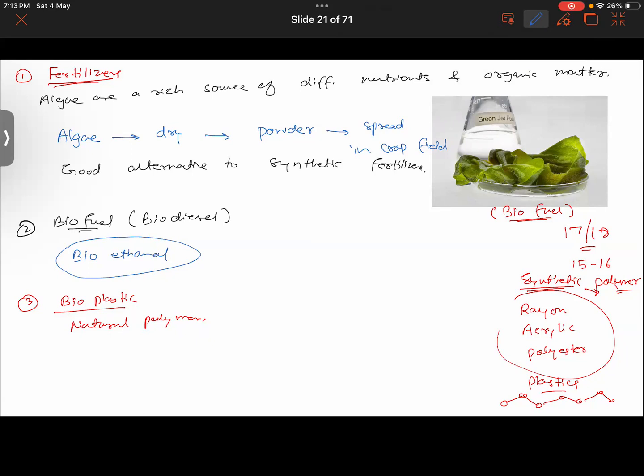These polymers will be biodegradable, meaning that if it is no longer in use and you want to throw it away, it can be decomposed easily as compared to plastics. Plastics will take thousands of years to decompose. Just to give you a rough idea, it can take somewhere around 500 to 1000 years to decompose.